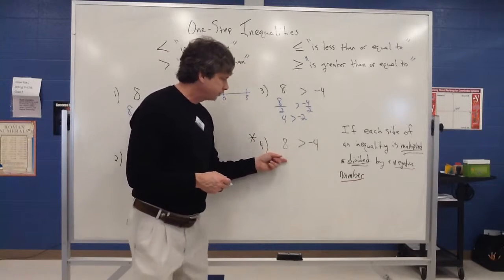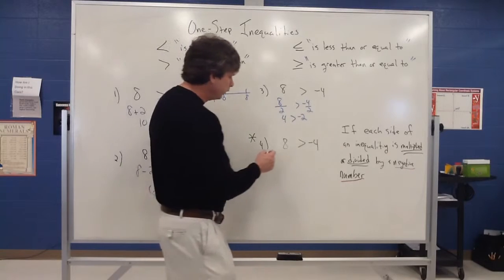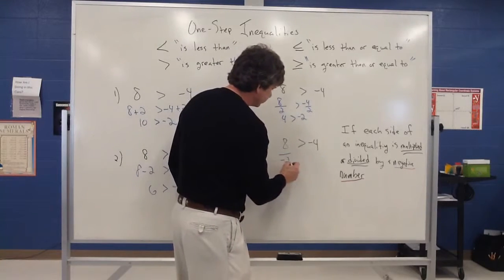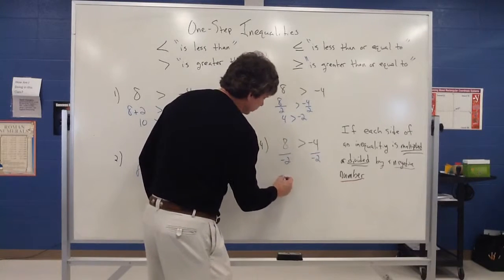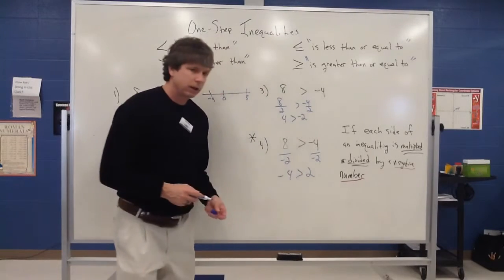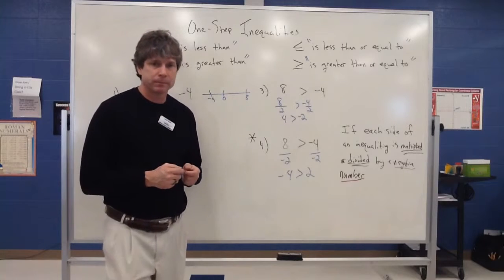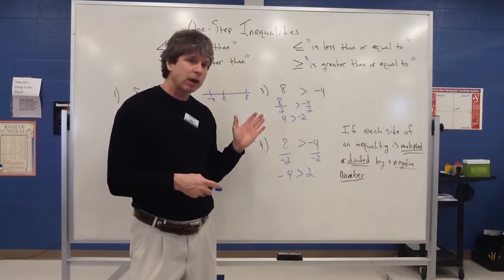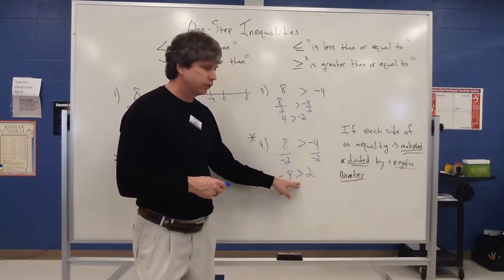My last example, and of course notice I have a little asterisk here, so something's going to happen here. What I'm going to do this time is divide by a negative 2. So if I divide by a negative 2, that's going to change to negative 4 is greater than a positive 2. Is a negative 4 greater than a positive 2? Negative numbers are not greater than positive numbers, are they? So this is wrong. This is not a true statement.